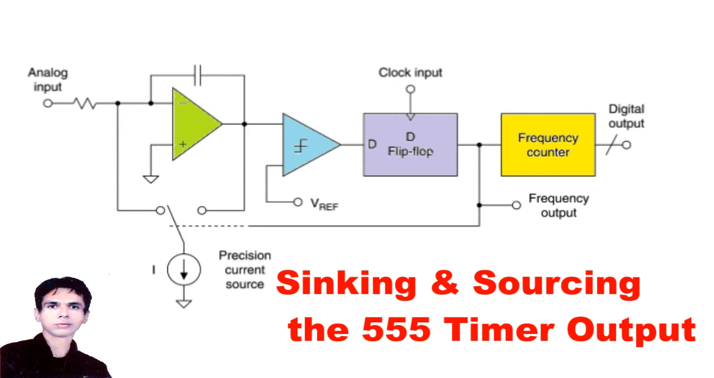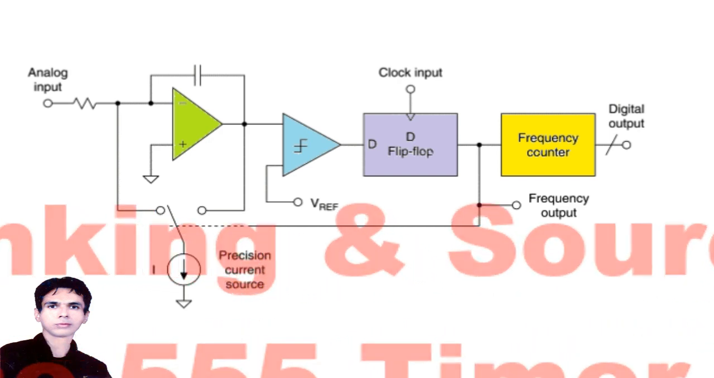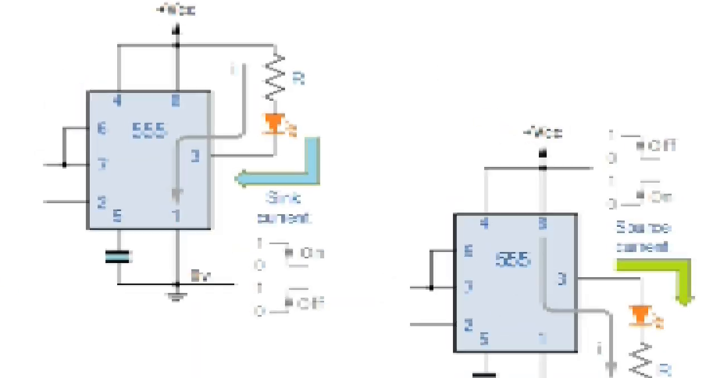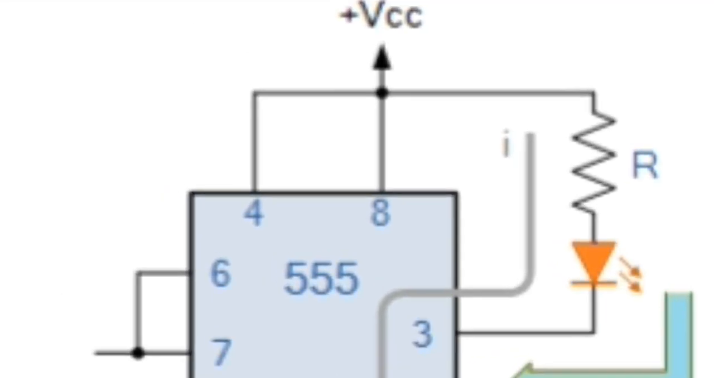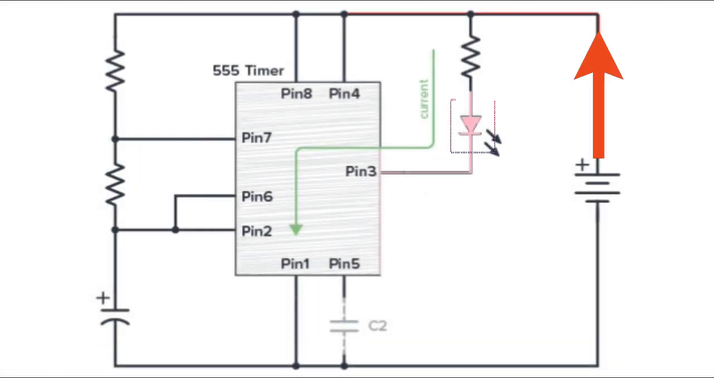Sinking and sourcing the 555 timer output. In this circuit, the LED is connected between the positive supply rail and the output pin 3. This means that the current will sink, absorb, or flow into the 555 timer output terminal, and the LED will be ON when the output is low.